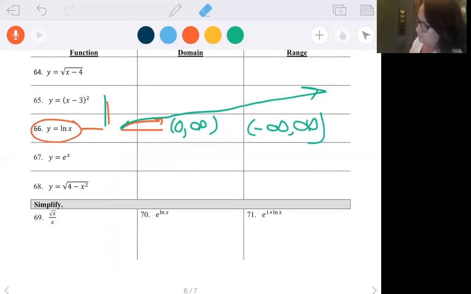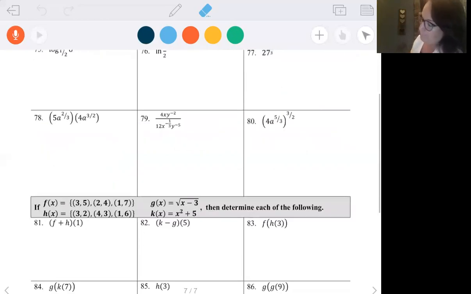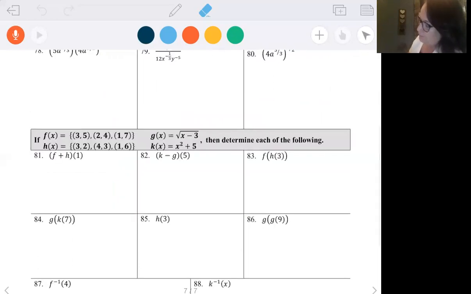All right, I'm going to not simplify. You should be good with that. I'm not going to do these either. Remember, this symbol, if you're like, oh, what's that? It's not reciprocal, it means the inverse. So f inverse of 4.